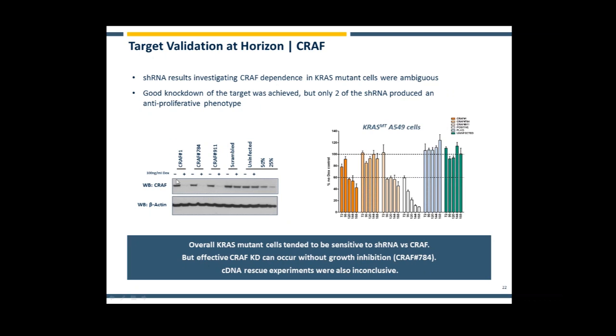So as I said, here on the left we can see the knockdown is equally good with all three shRNAs, but only shRNA number 1 and number 911 had an anti-proliferative effect. And we were unsure whether these were true effects or whether they were off target. So we attempted cDNA rescue experiments with these cells, but these were also inconclusive.